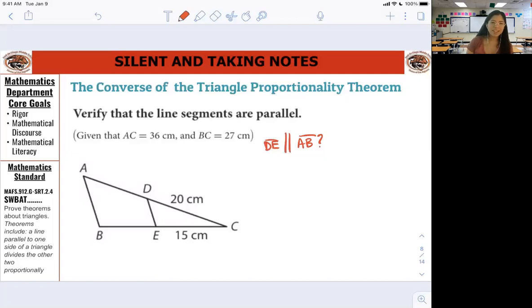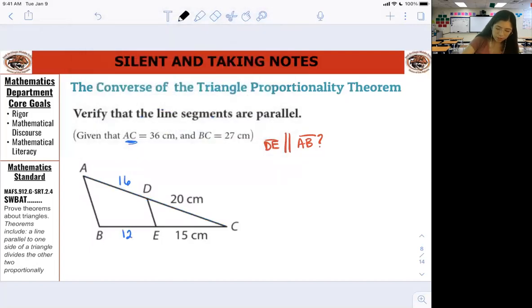Okay, so let's check this out. So they're telling us that AC is 36. So should I put a 36 right here? No. AC is 36, so the whole thing is 36. So how long is AD? Good. So AD is 16. What about BE? And BE is 12.